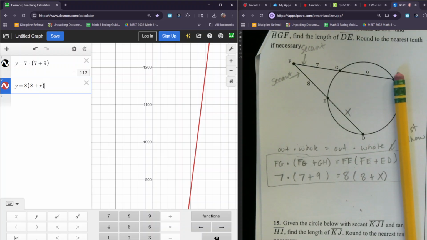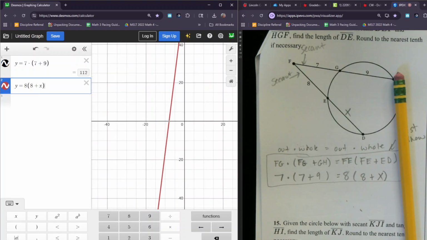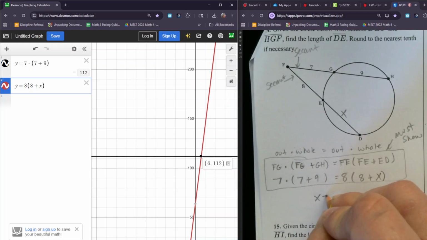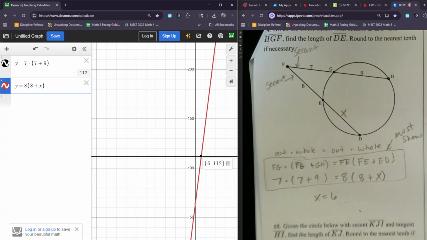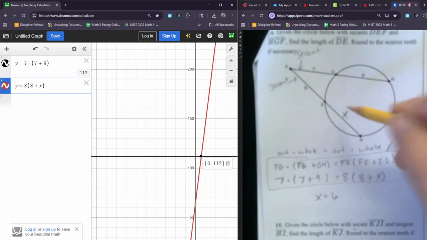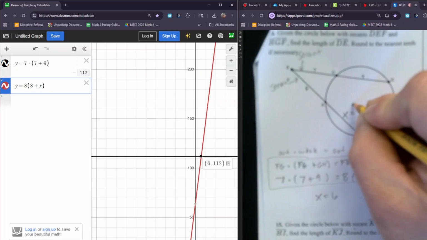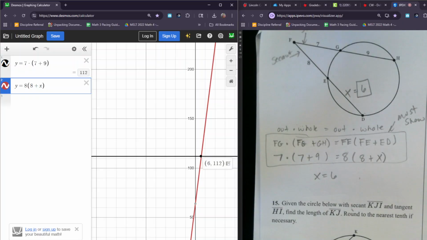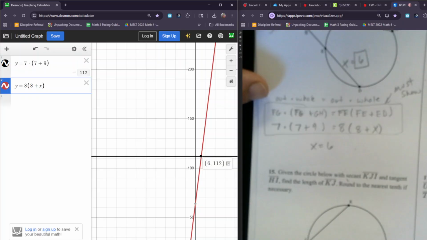So now I'm gonna go back to home here. Zoom out. X is 6. Find the length of DE, which, if you notice here, guys, we marked as X, so DE is 6. So you don't have to worry about plugging it back in on that one.